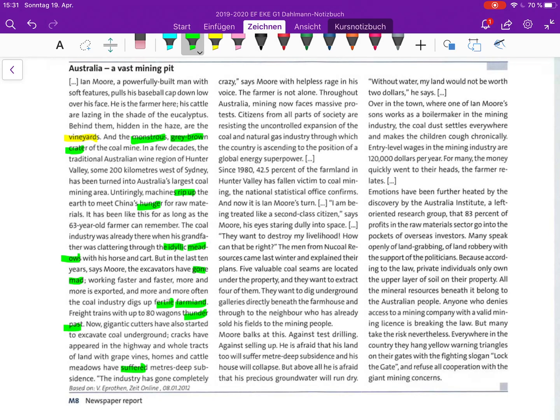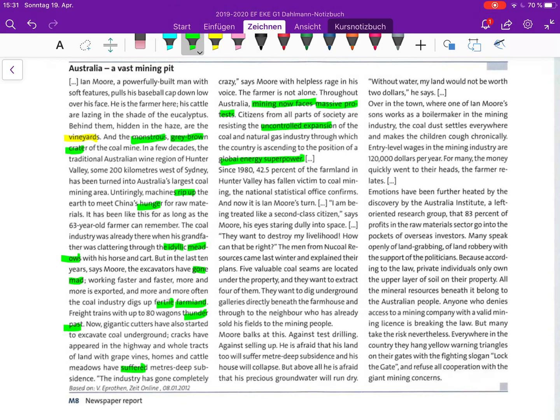The farmer is not alone. Throughout Australia, mining now faces massive protests. Citizens from all parts of society are resisting the uncontrolled expansion of the coal and natural gas industry throughout the country in ascending to the position of a global energy superpower. Since 1980, 42% of the farmland in Hunter Valley has fallen victim to coal mining, the National Statistical Office confirms. And it's now Ian Moore's turn.